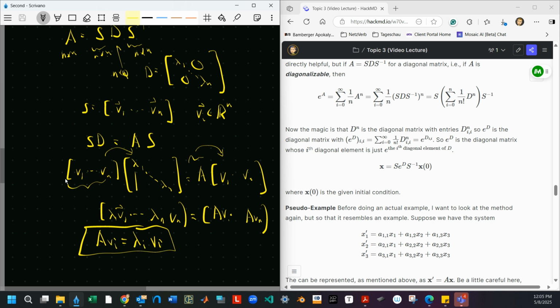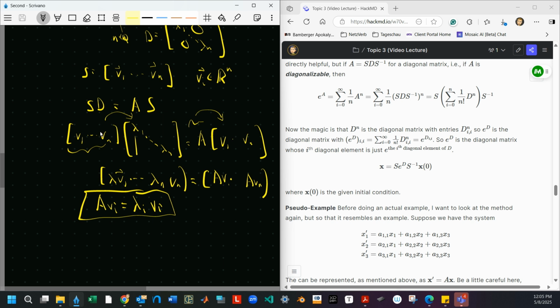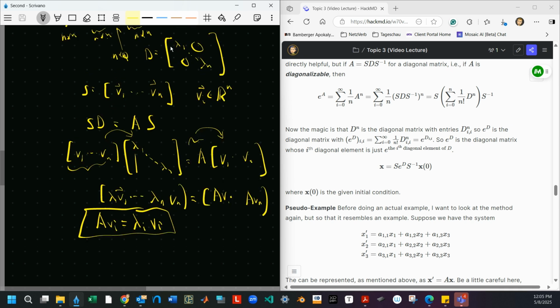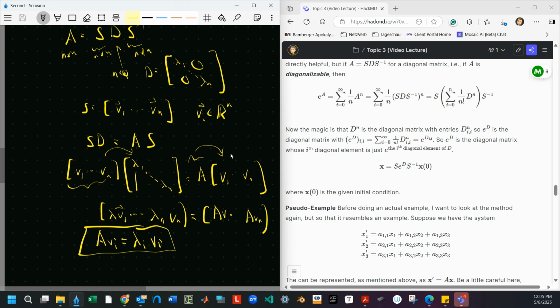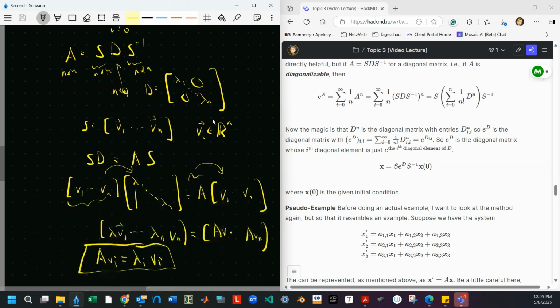So this says that this is an eigenvalue-eigenvector pair. And since S was invertible, this must be a basis of eigenvectors. The diagonal elements here are exactly the eigenvalues of A, and the ith column of S is an eigenvector corresponding to the ith eigenvalue. So this really is about diagonalization, about the eigenvalue-eigenvector stuff. When we have this kind of relationship, we say that A is diagonalizable and D is a diagonalization of A.